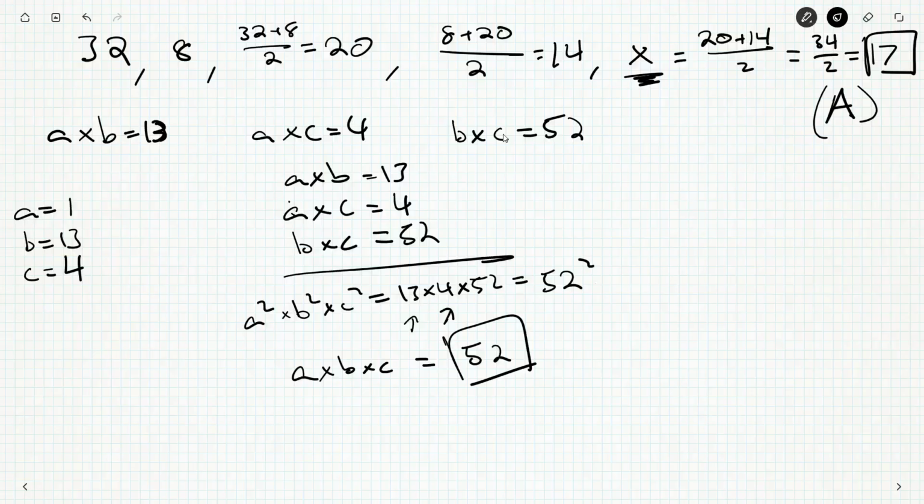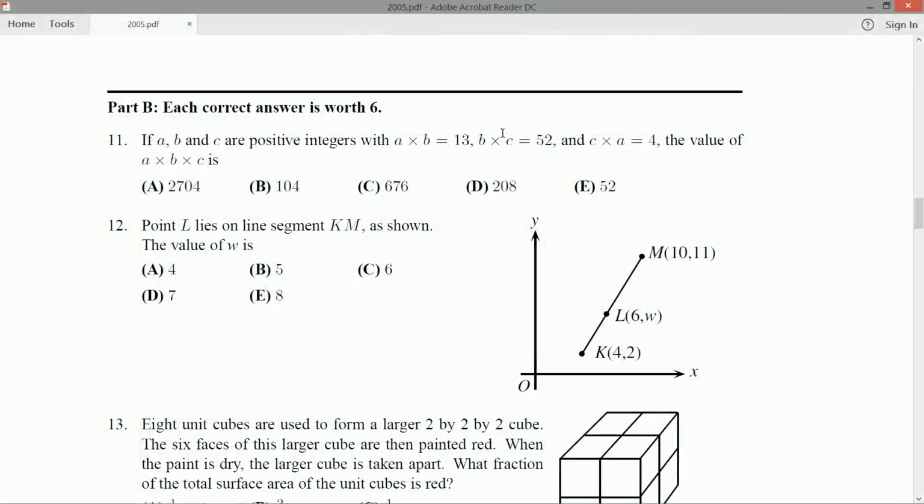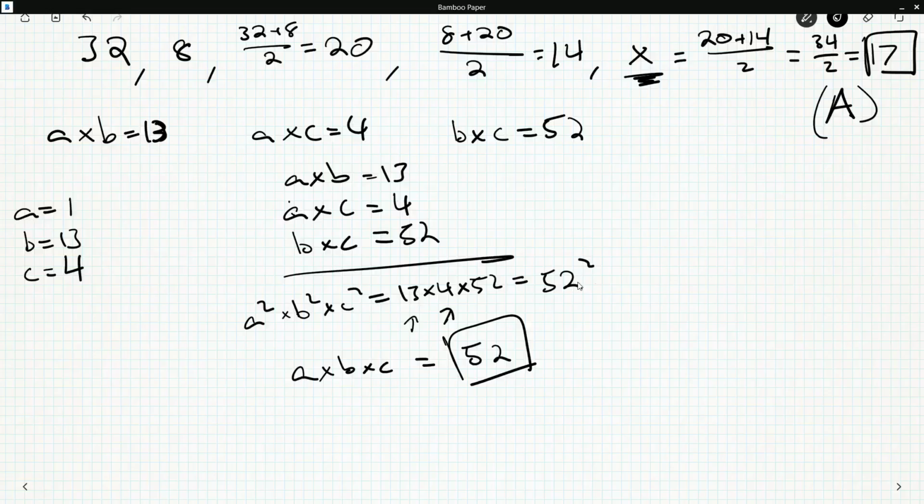Alternatively, you could just work out a, b, and c, multiply them together, you get 52 as well. So 52, that's E right there on the end.